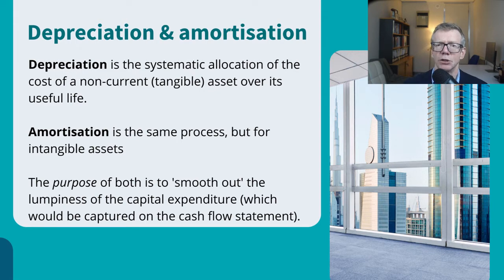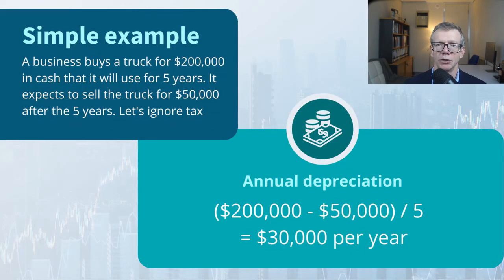Let's just do a simple example to make sure that we're on top of the numbers and the process. We'll assume that we're buying a truck for $200,000. We're going to sell it for $50,000 at the end of its useful life, and we think that's going to be in 5 years' time. For our example here, we'll ignore taxes.